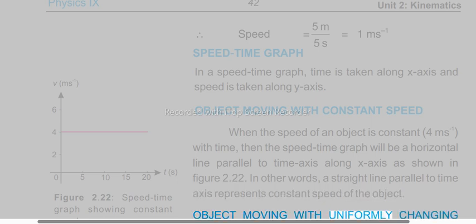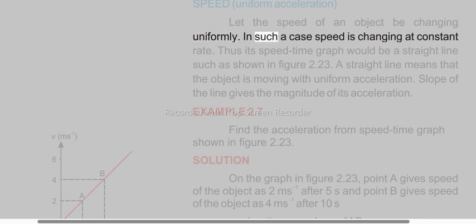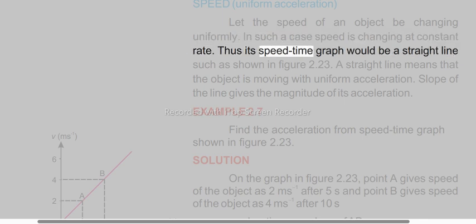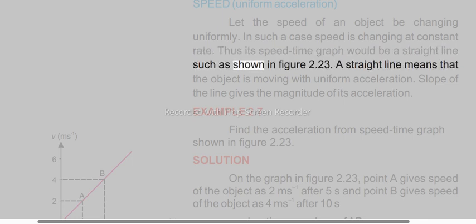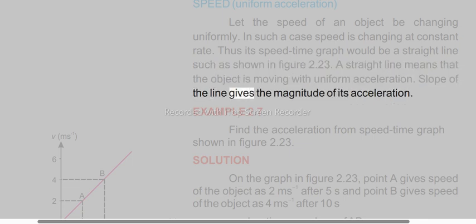Object moving with uniformly changing speed, uniform acceleration. Let the speed of an object be changing uniformly. In such a case, speed is changing at a constant rate. Thus its speed-time graph would be a straight line, such as shown in Figure 2.23. A straight line means that the object is moving with uniform acceleration. The slope of the line gives the magnitude of its acceleration.